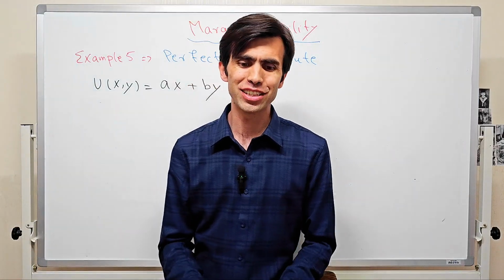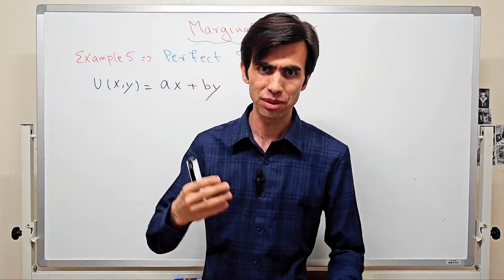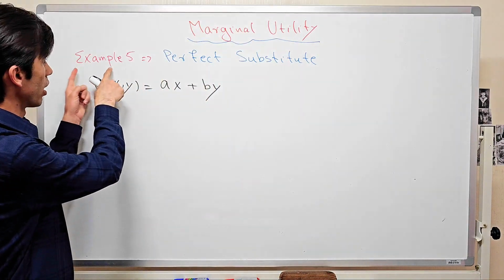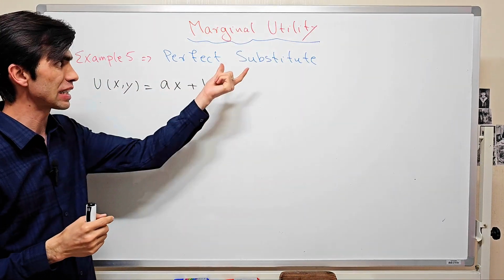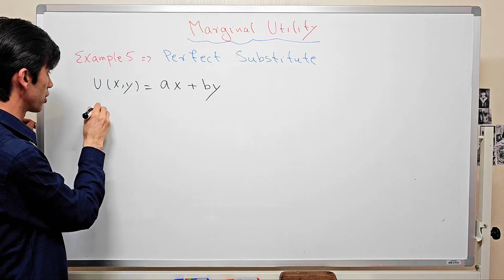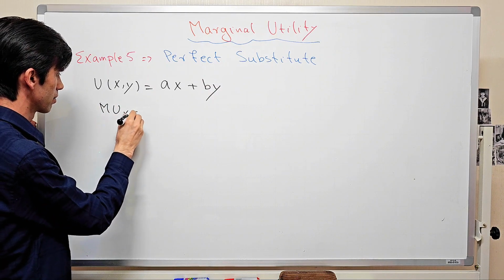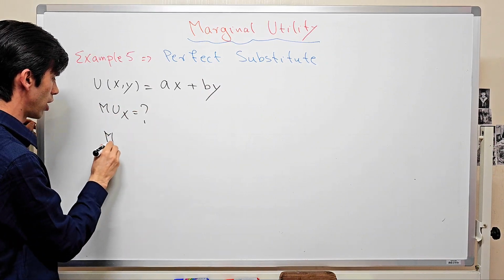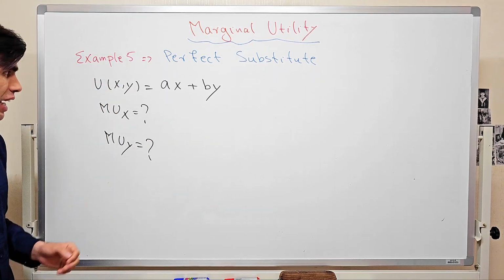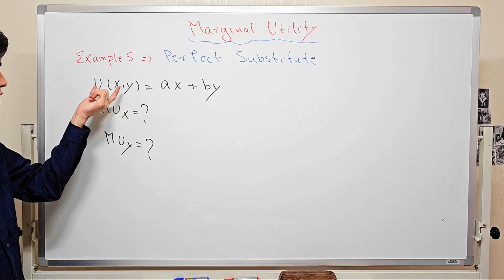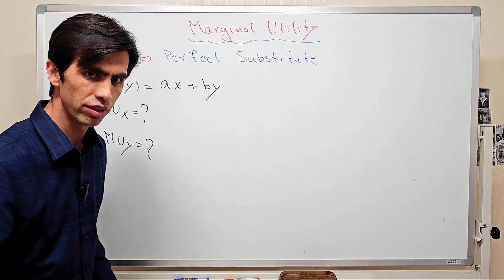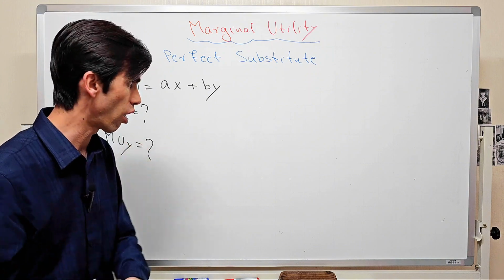Okay, welcome back, guys. We are still working on numerical and practical examples about marginal utility. This time we are working on example number 5, which is the perfect substitute utility function. Let's find the marginal utility of x and the marginal utility of y for this function, where utility as a function of x and y is equal to ax plus by. Without wasting our time, let's solve it.